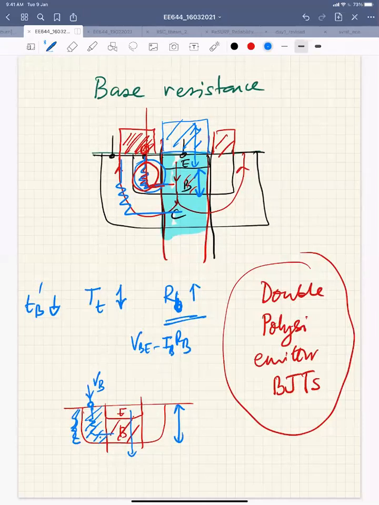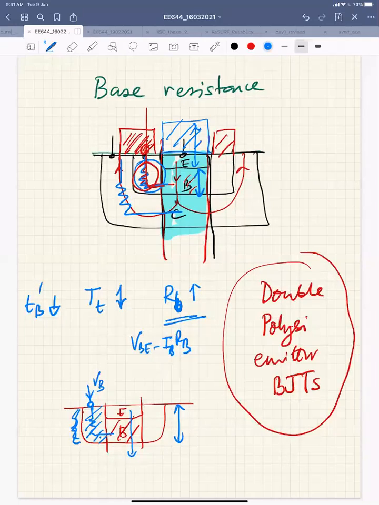Don't mix the extrinsic part and the intrinsic part. In the intrinsic part, we anyway want our base thickness to be low. But the secondary effect is that the moment you make the base thickness lower, your base resistance RB increases, right? Yes, understood, sir. Okay.